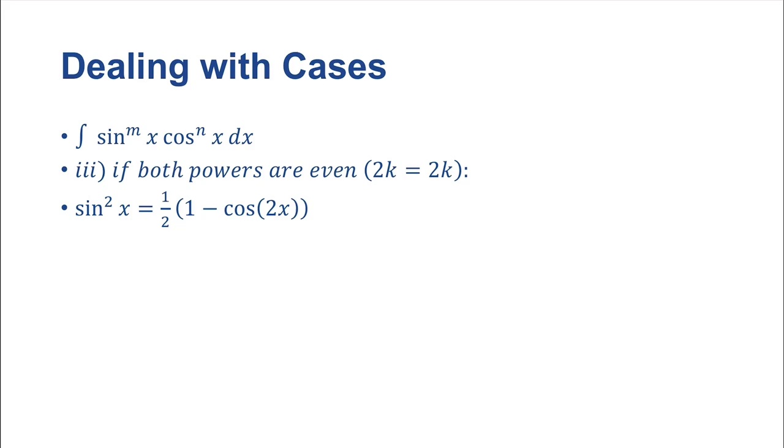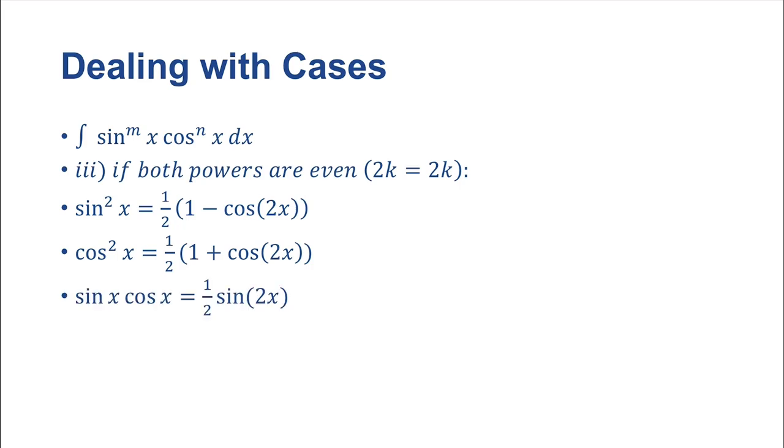The first identity that we want to apply, that we've actually been using to solve some of our integrals with reduction, is sine squared of x is equal to 1/2 of 1 minus cosine of 2x. Of course, we have a similar identity for the cosine function. This gives us cosine squared of x is equal to 1/2 times 1 plus cosine of 2x. And finally, we can also use the identity that says sine of x times cosine of x is equal to 1/2 sine of 2x.